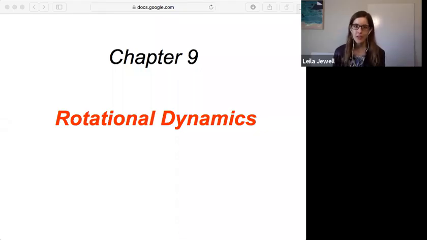Chapter 9, Rotational Dynamics. This is a continuation of Chapter 8 where we saw rotational kinematics, where kinematics just means the study of motion. Dynamics is taking a look at the forces behind those motions, right? We'll also see the rotational equivalent of forces. So this is continuing on and expanding our understanding of what we saw in chapters 4 and 5 on dynamics with forces. Now we're applying it to the rotational setting.